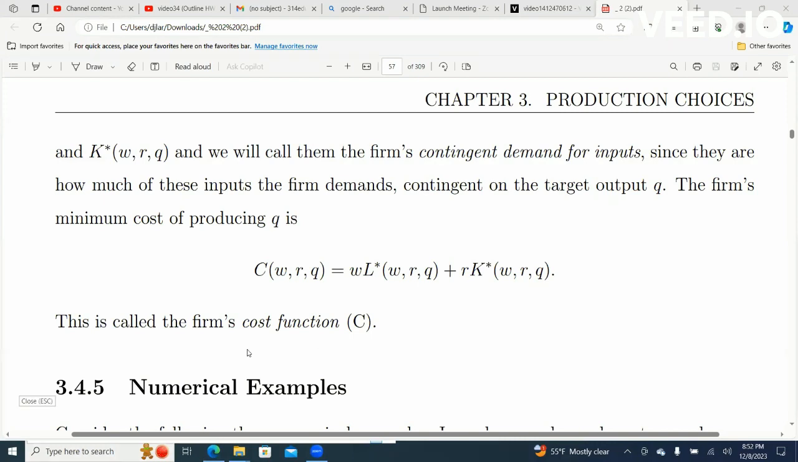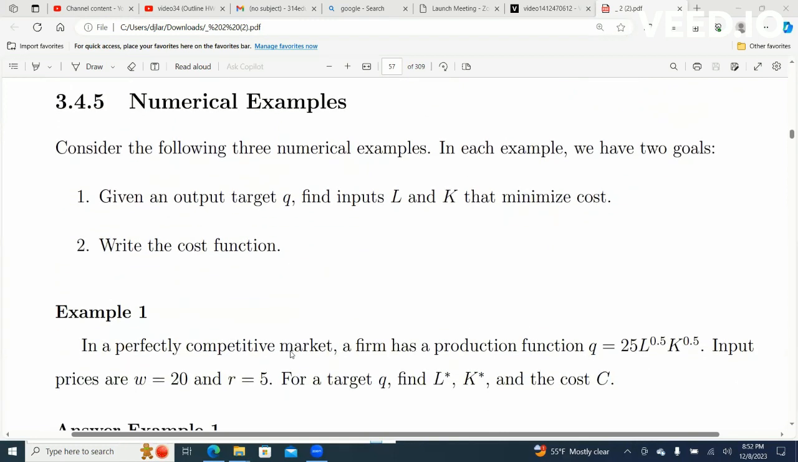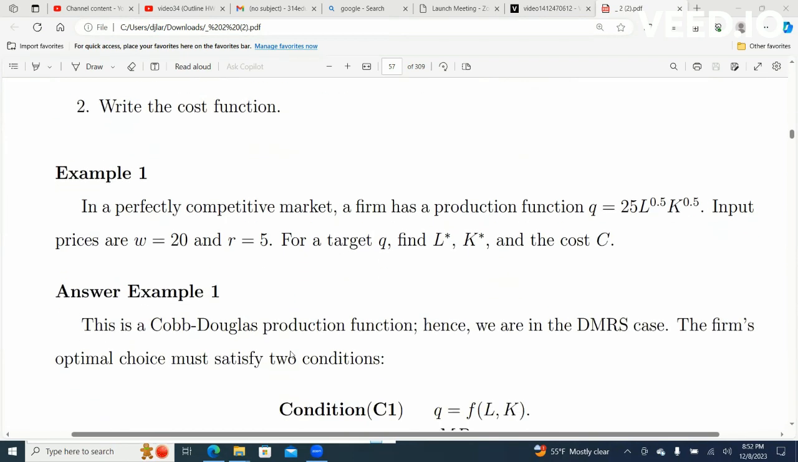Okay, so we can kind of walk through the numerical examples now. We can read through it, but consider the following three numerical examples. In each example, we have two goals. Given an output target Q, find inputs L and K that minimize cost, right? The most important, of course, is the Cobb Douglas, and that's what it's going to be. And it's the first one that we went over, so let's just kind of go through this here.